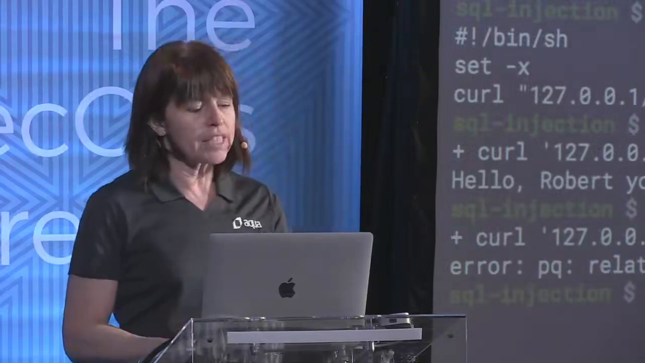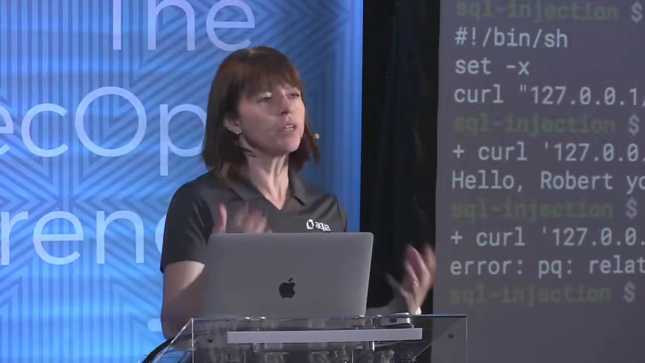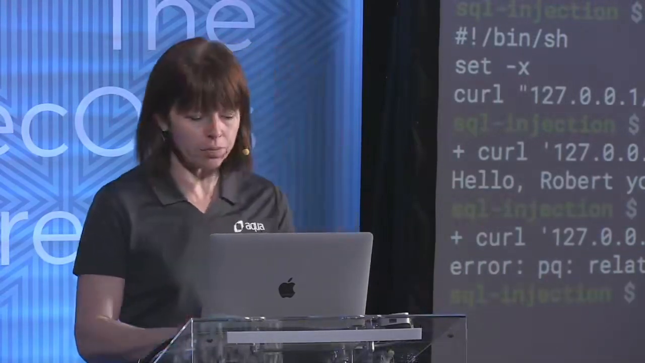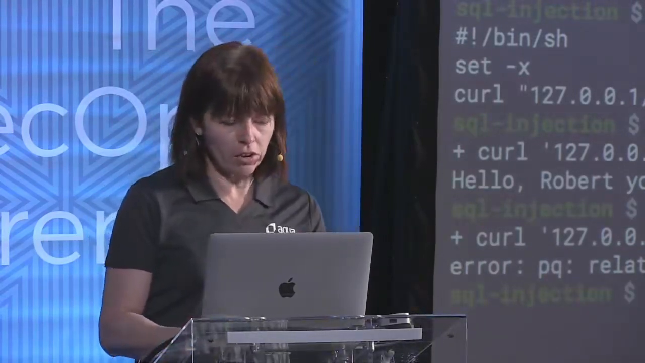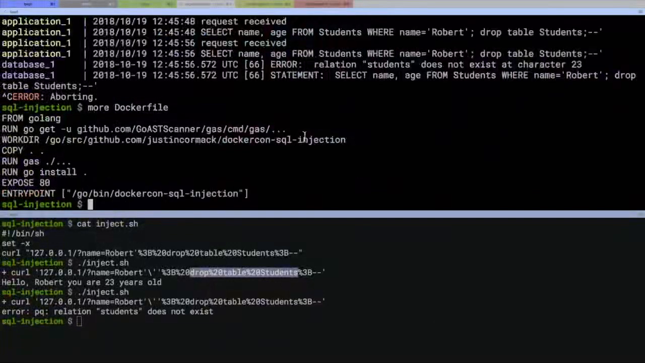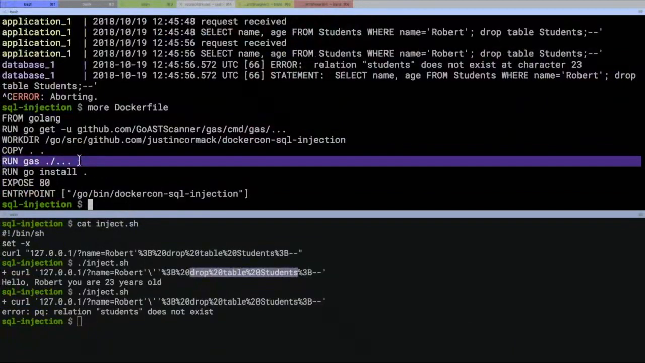So what can we do to automate this? We can use static analysis tools. And if I look in my Docker file for this, I've actually got a line here to run a tool called GAS. It's a static analysis tool for Golang. There are all sorts of static analysis tools. What I'm showing here, though, is that you can do this as part of your Docker build step.